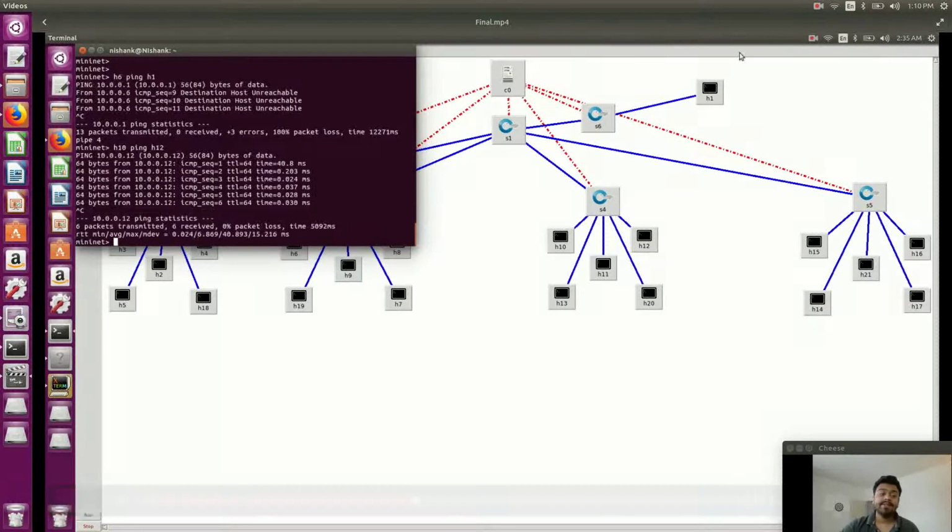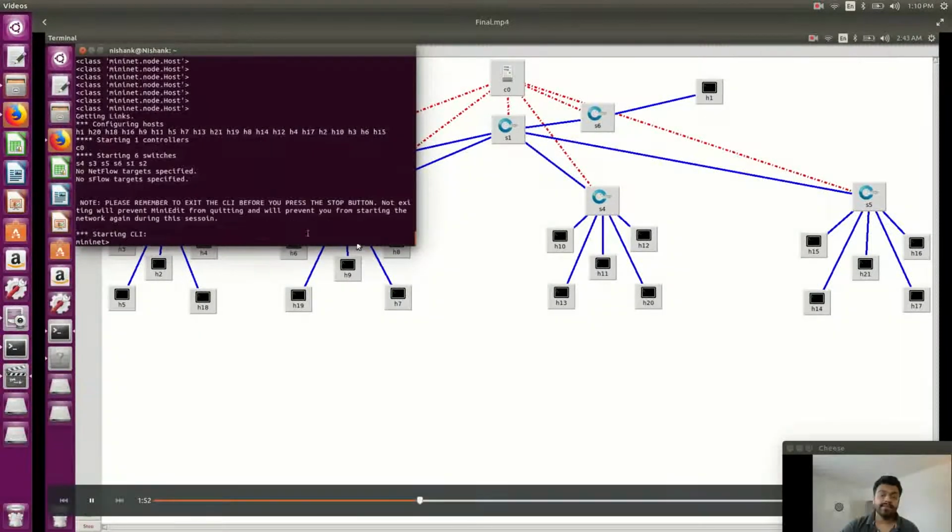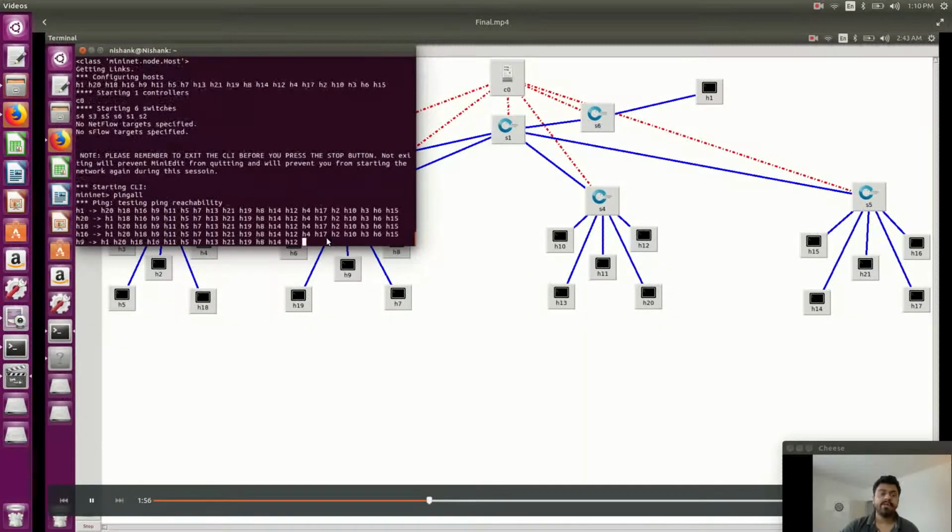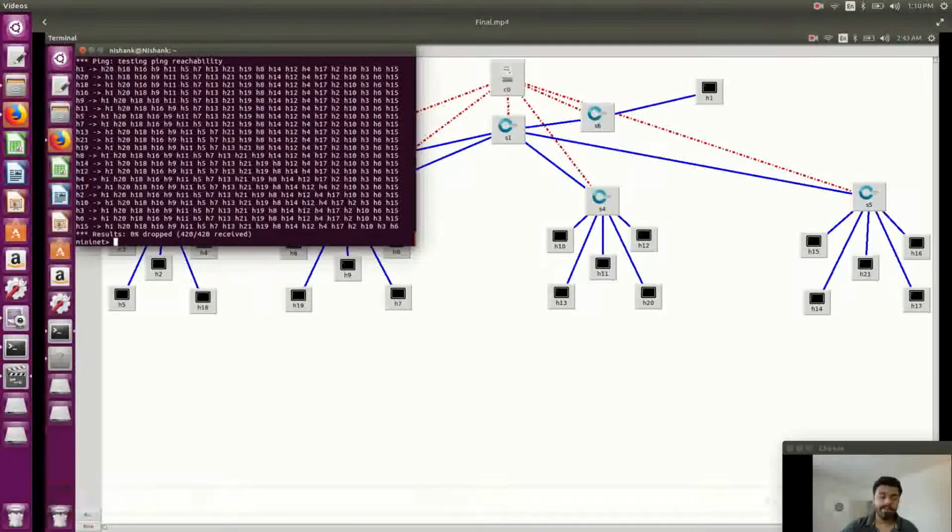Now the next step is going to be restarting the network. And once I've restarted the network, I'm going to again type a pingall command to check if it's up and running successfully.